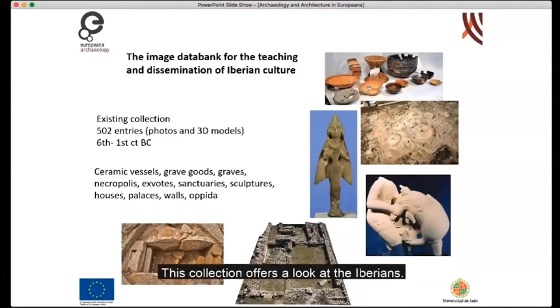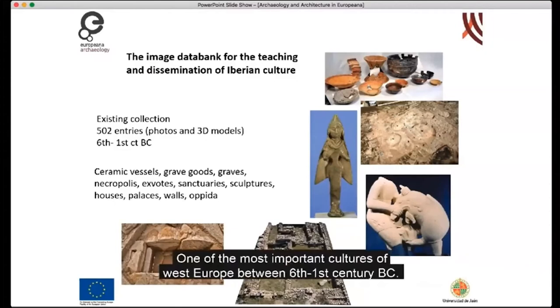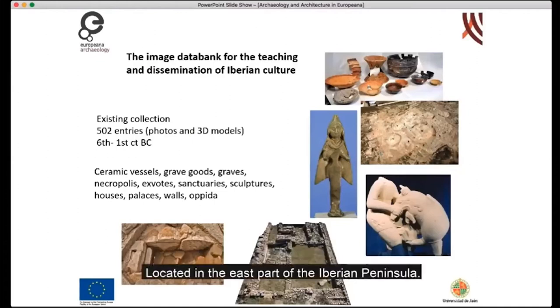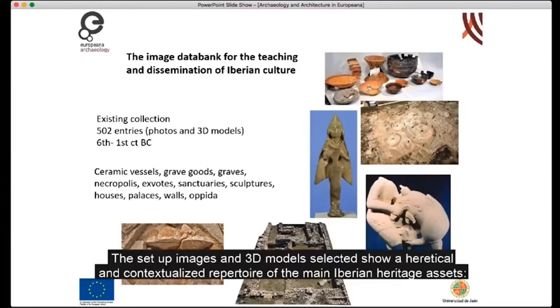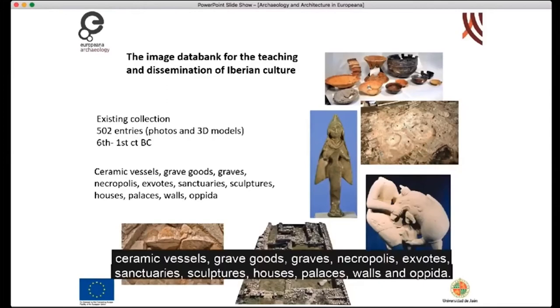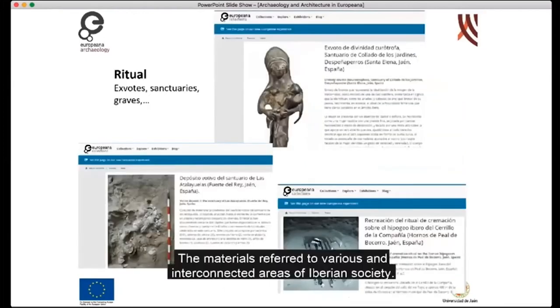This collection offers a look at the Iberians, one of the most important cultures of the Western Mediterranean between the 6th and the 1st century BC, located in the eastern part of the Iberian Peninsula. The set of images and 3D models selected show a hierarchical and contextualized repertoire of the main Iberian heritage assets: ceramic vessels, grave goods, graves, necropolis, ex-votos, sanctuaries, sculpture, houses, palaces, walls, and oppida. The materials refer to various and interconnected areas of Iberian society.